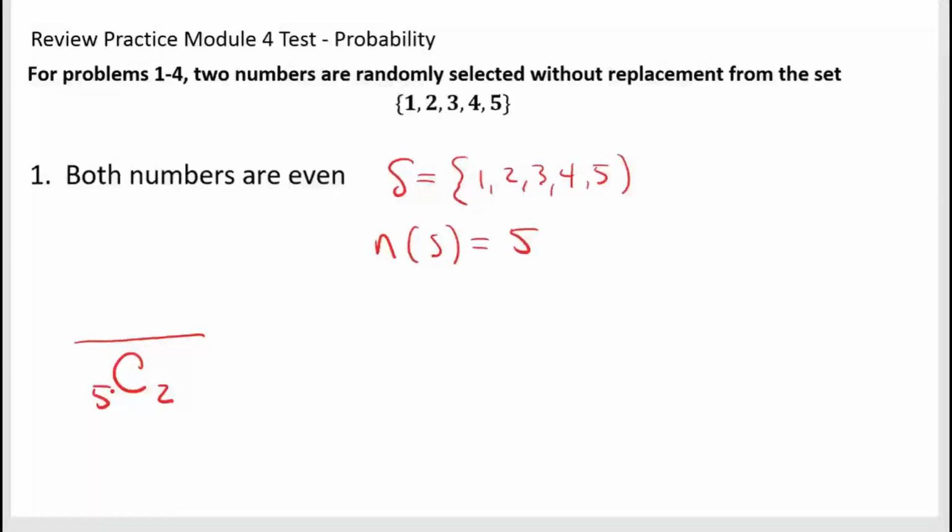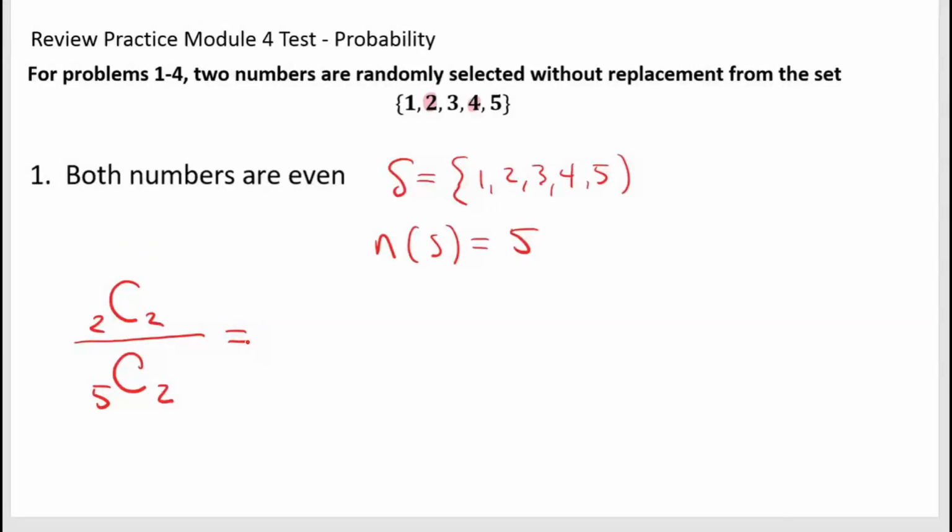Okay? In the numerator, our event is we're selecting even numbers. So we need to take a look at which of those numbers is even. Well, 2 is even, and I'm highlighting it, and 4 is even, and it's highlighted there. So how many even numbers do we have to select from? Well, 2. How many of them need to be even? Well, it says both numbers are even. So that's 2 choose 2.